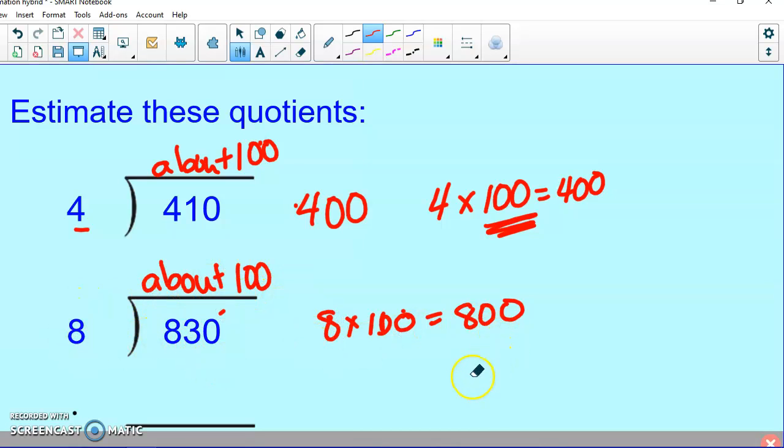And the same thing would apply here. As you can see, I've already worked out this problem. If I did 830 divided by 8, well, that is really close to 800. So I could think to myself, well, it's about 100. It'll be around that number. So remember, with estimating, we are finding around the correct answer.